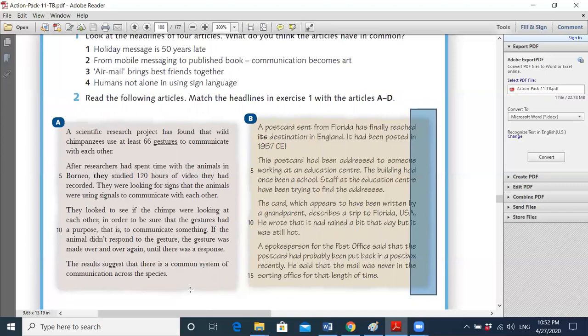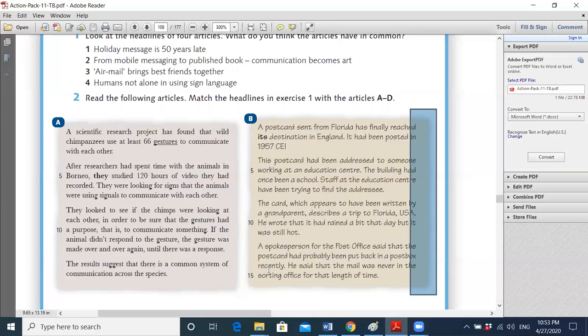The card, which appears to have been written by a grandparent, describes a trip to Florida, USA. He wrote that it had rained a bit that day, but it was still hot. A spokesperson for the post office said that the postcard had probably been put back in a post box recently. He said that the mail was never in the sorting office for that length of time. So the post office announced that this was not a problem with the post office or the sorting offices, but that someone reposted this postcard recently or lately.